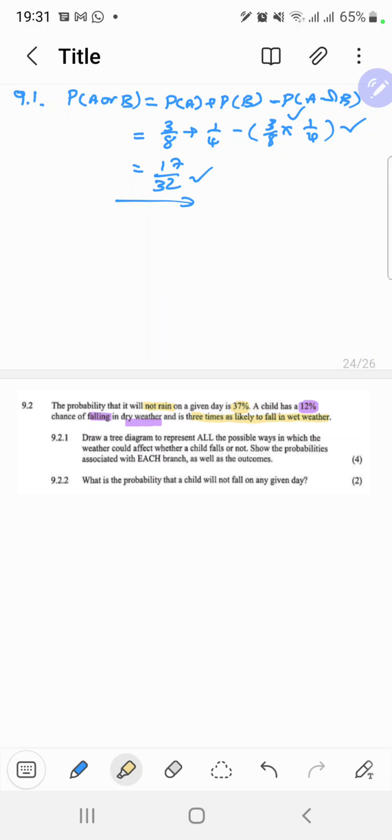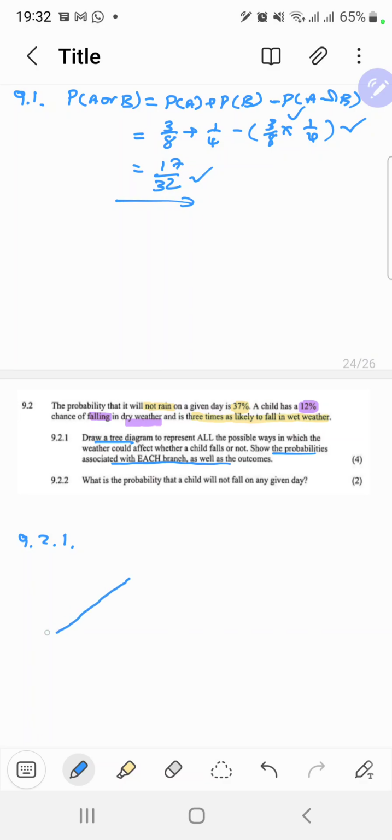Okay, so this is easy. We just handle it. It says now 9.2.1, draw a tree diagram to represent all the possible ways in which the weather could affect whether a child falls or not. Show the probabilities associated with each branch as well as the outcomes. So first of all, 9.2.1, we can answer it this way.